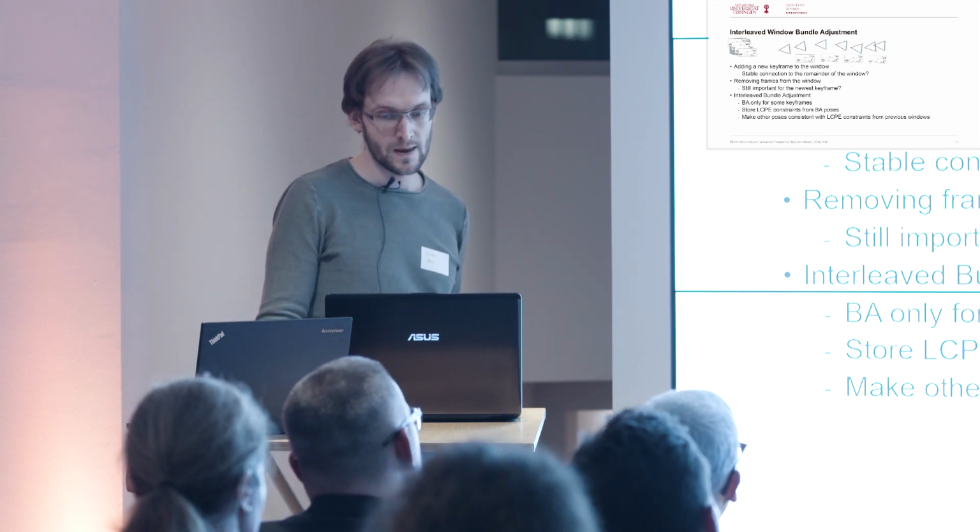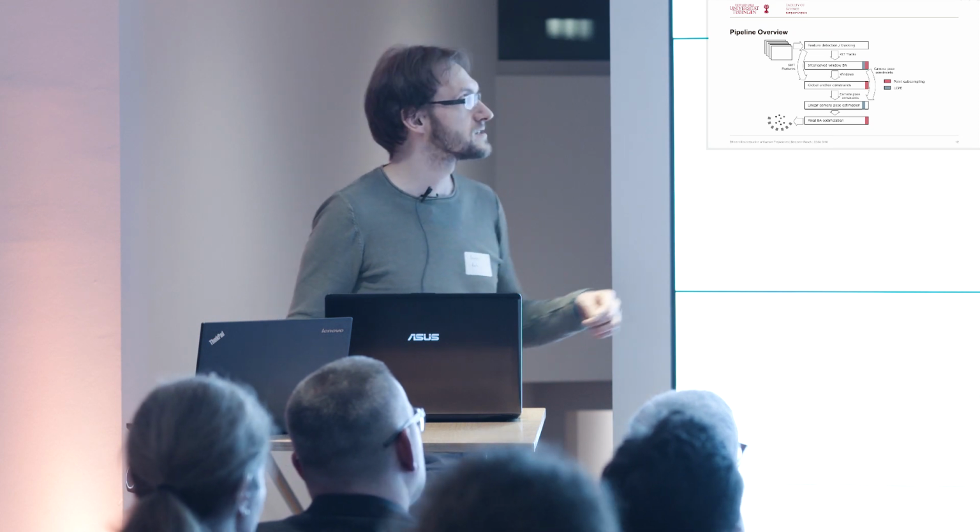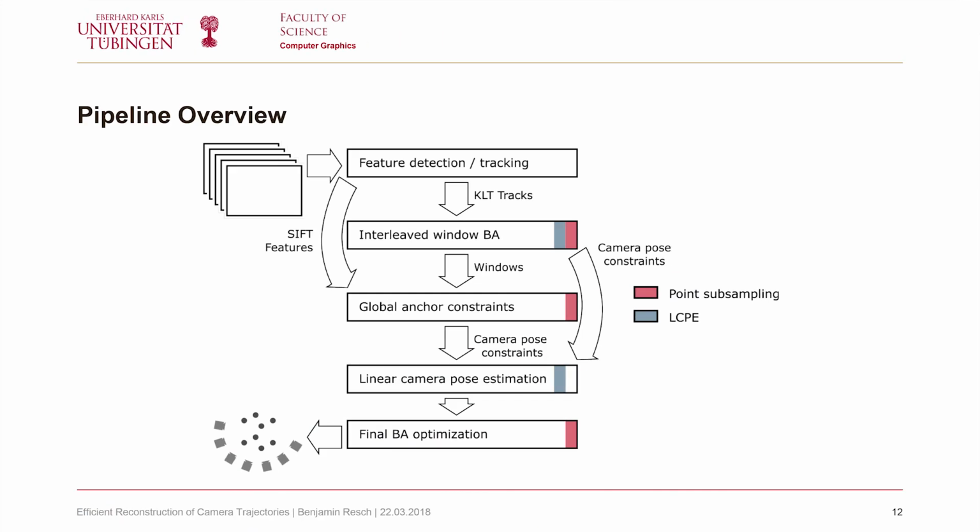Okay, let's go back to the pipeline. The important results from this step are on the right, the arrow, the camera pose constraints. So actually from this interleaved window bundle adjustment, we just remember for triplets of cameras the relative pose and everything else we throw away. Then the next step in this pipeline is global anchor constraints, which is actually loop closing. In this step, we consider if a camera returns to a position where it has been before, then we would like to connect those camera trajectory paths.